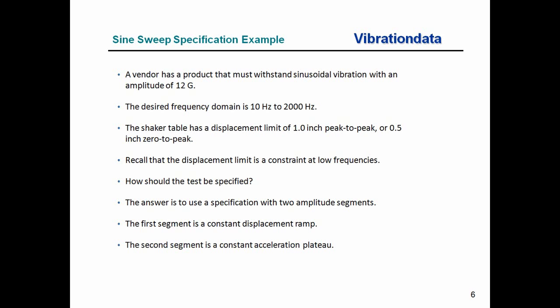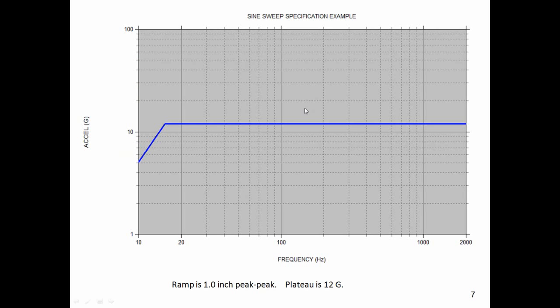So how should we do our specification? Well, the answer in this case is to use a spec with two amplitude segments. And the first is going to be a constant displacement ramp, and the second segment is going to be a constant acceleration plateau. So this is our sine sweep specification example.